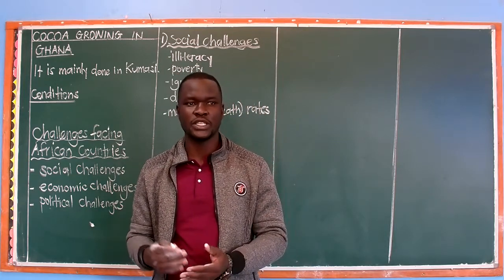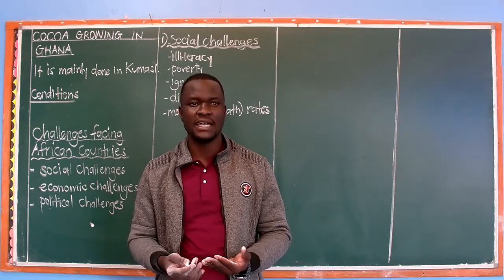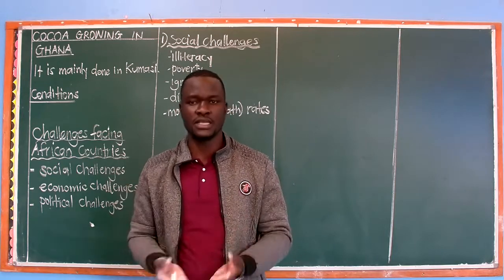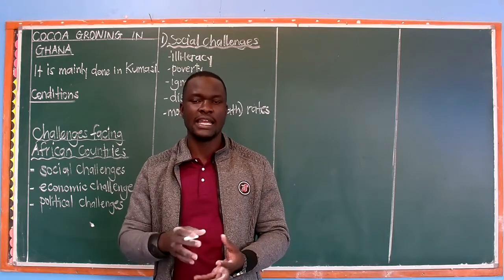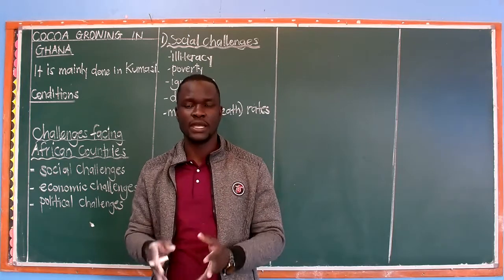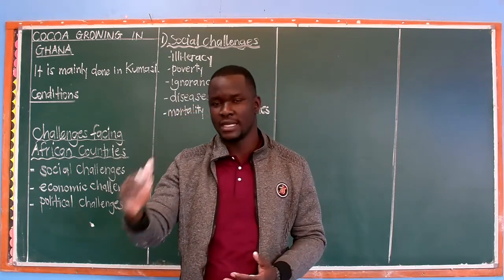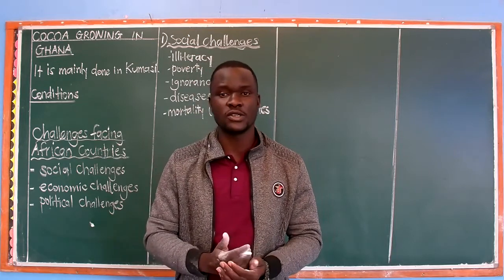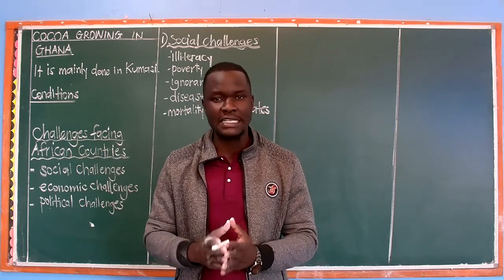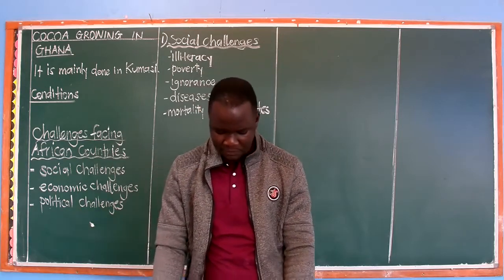the rate at which women produce children is too high, and you will find that since they are overproducing, the number of people goes high. People become too many in these countries, and when people become too many, we need to note that the resources may not be available or enough for everyone, and it becomes a challenge.